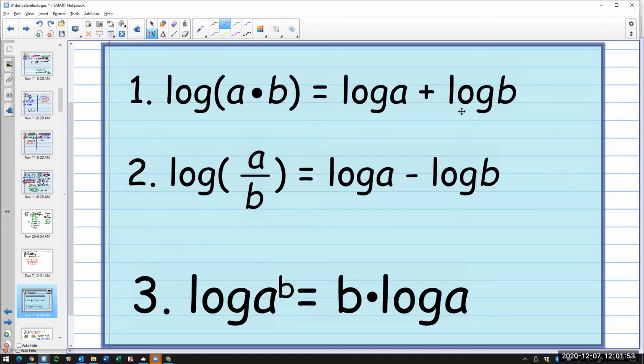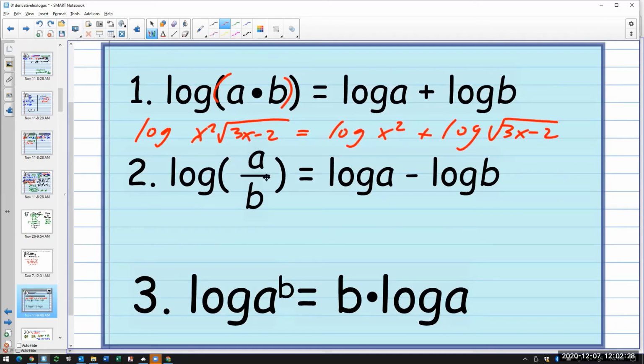Okay, how is this useful? This log, if you don't have a number, just FYI, do you guys know that that's really log base 10? Do you guys know that from something? I don't know how I know it, but if you don't have a number, it's log base 10. What this is saying is that if I had 2 logs, like if I had log of x squared times the square root of 3x minus 2, okay? Do you see there's multiplication here? 1 log multiplication equals 2 log summation. Did you hear the rhyme? 1 log multiplication, that's equal to 2 log summation, okay?